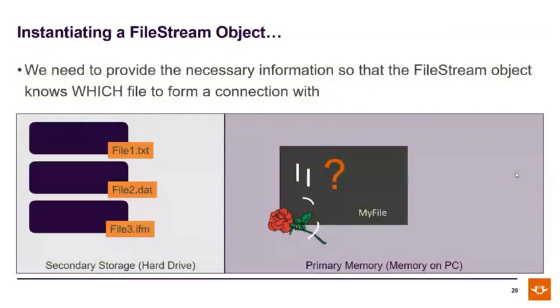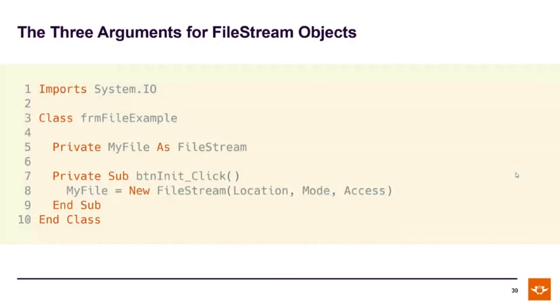All right. But that is just our basic introduction to a file stream as a temporary placeholder. We still need to establish a connection, or learn how to establish that connection. So we need to provide the necessary information so that a file stream object knows which file to form a connection with. Remember, you want a specific file here, so you need to identify that file. It needs to know which file to establish that connection with.